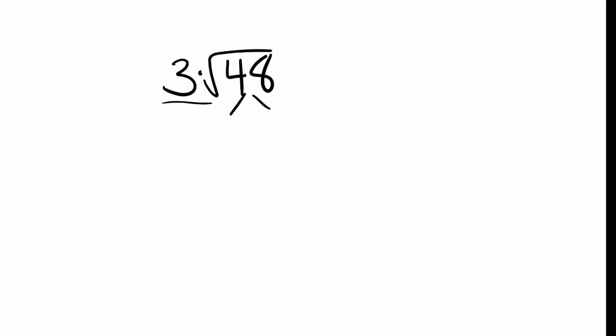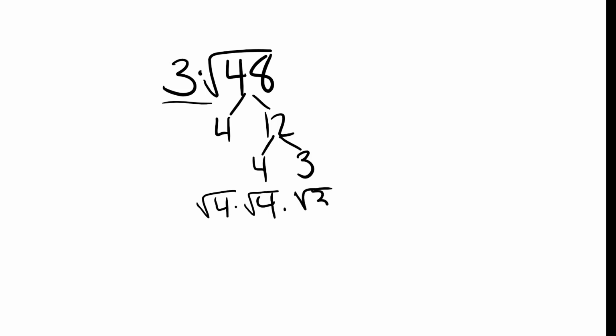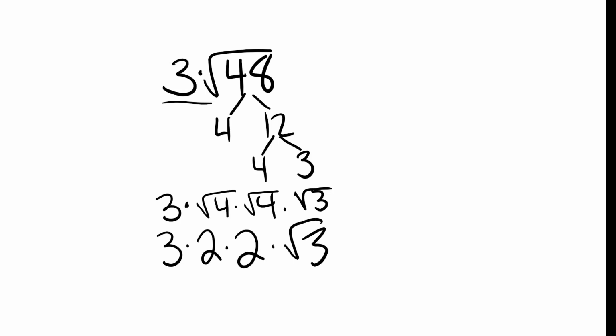So I know 4 goes into 48. It goes in 12 times. And then I know 4 and 3 go into 12. So I know root 48 is the same as square root 4 times square root 4 times square root 3, because 4 times 4 times 3 is 48. I still have this 3 from the original problem, and I can rewrite each of those square root 4s as 2's. So 3 times 2 times 2 times root 3. And this just makes 12 root 3.